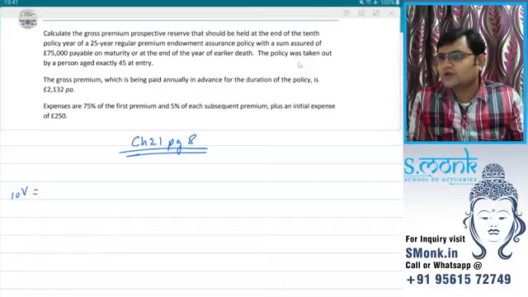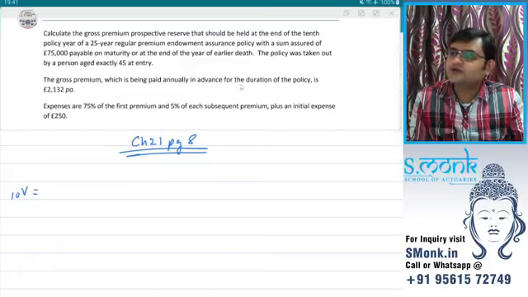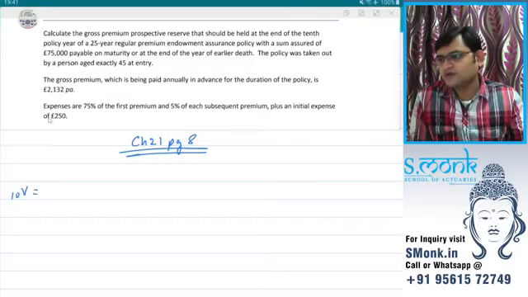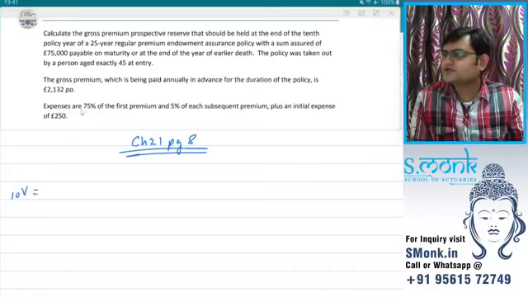The policy was taken out by a person aged exactly 45 at entry. Gross premium, which is being paid annually in advance for the duration of the policy, is this much. They've given us the premium. The expenses are 75% of the first premium and 5% of the subsequent premiums, plus an initial expense of 250.